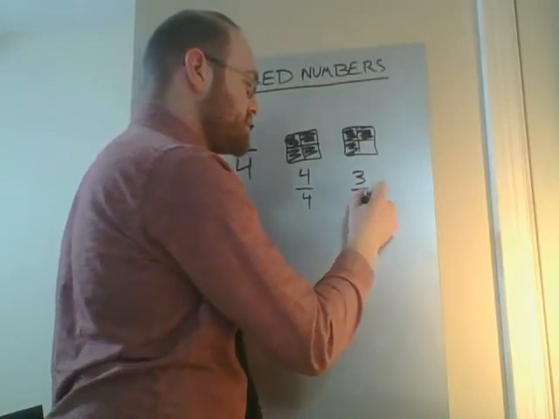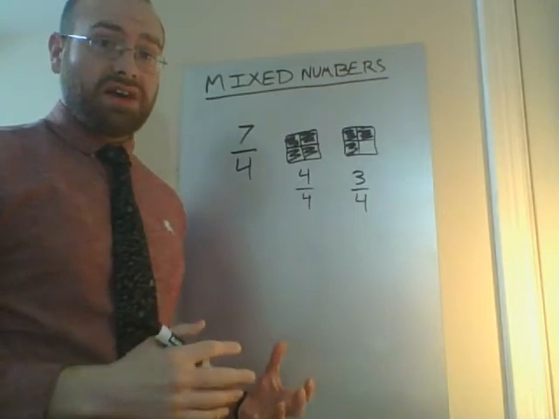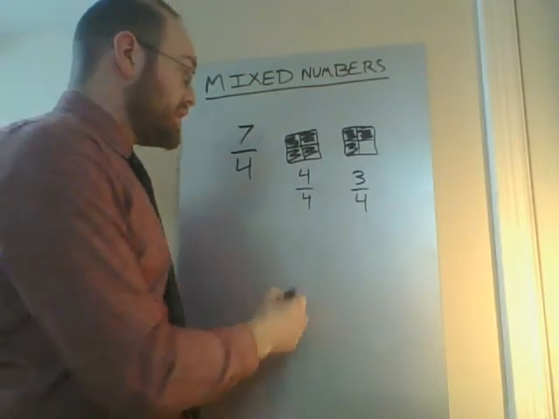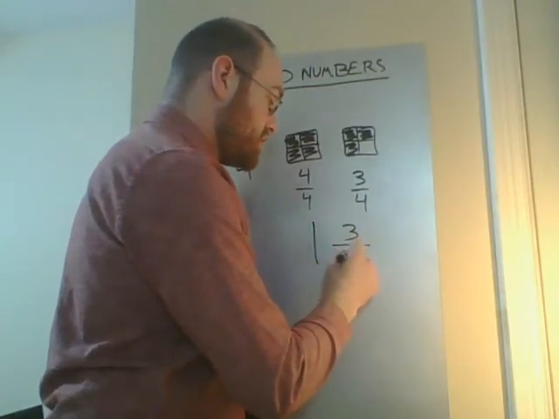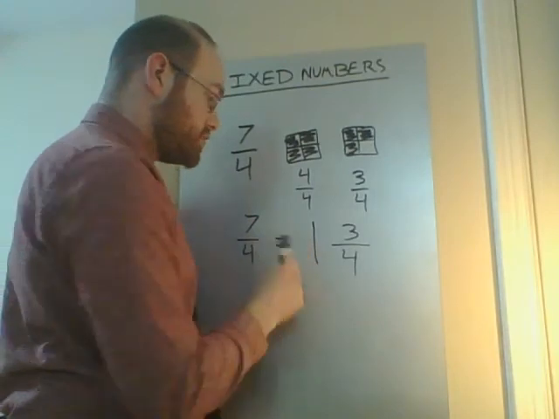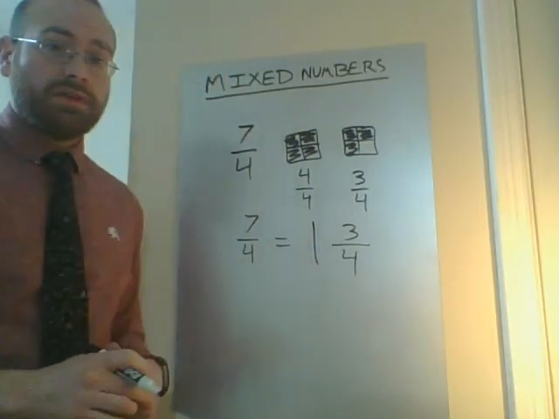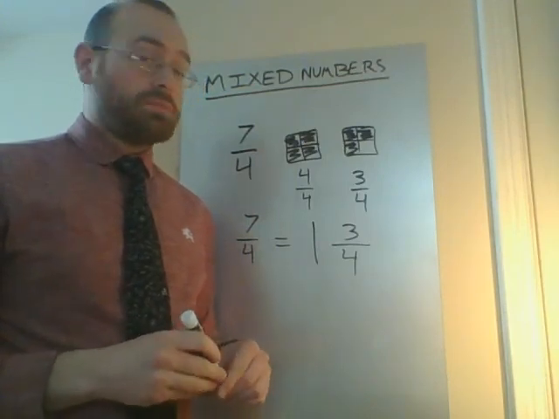because 4 and 3 give us 7. Now 4/4 is just 1, and 3/4 is just 3/4, so we can reduce 7/4 to 1 and 3/4. And that's how we reduce fractions to mixed numbers.